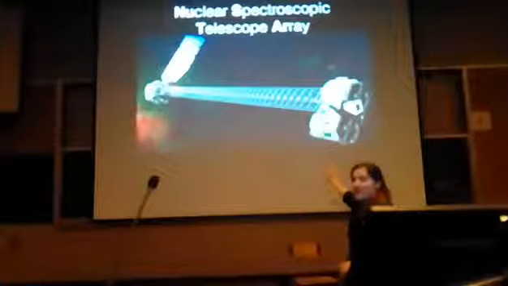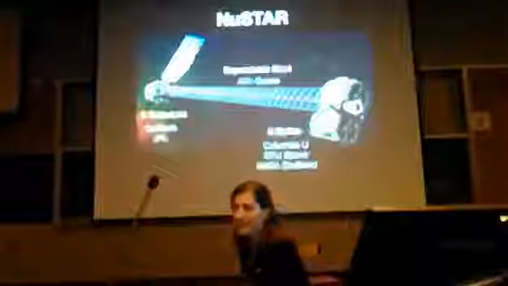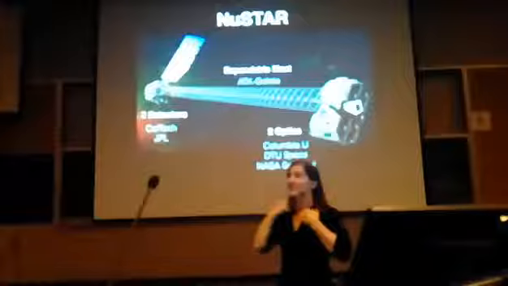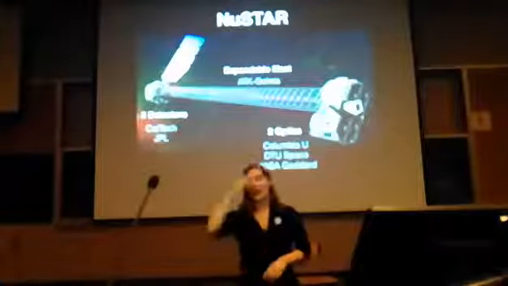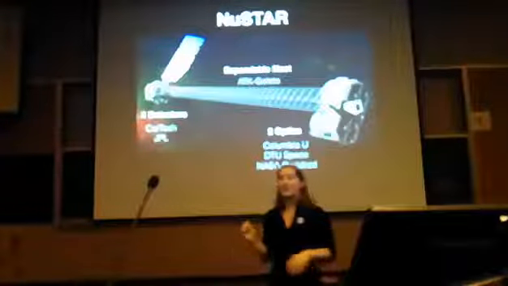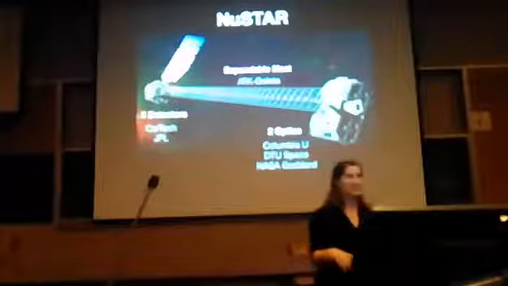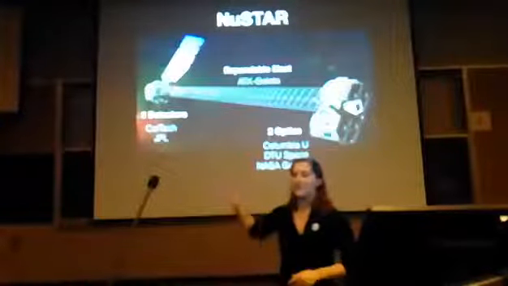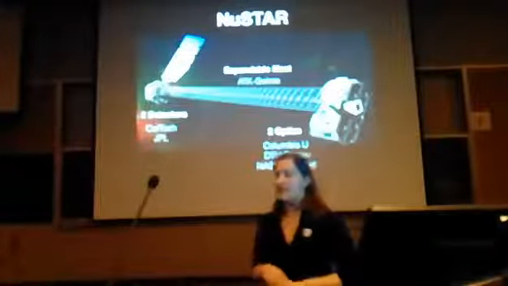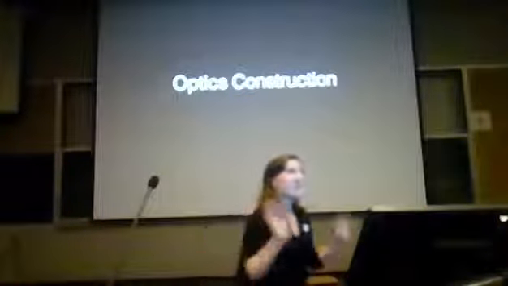So the detectors are on that side. They were manufactured at Caltech and JPL. And the mast that separates the two in the middle was made by a company called ATK that has previously been used for instrumentation on the International Space Station, or ISS. And then the two optics were developed at Columbia with help from DTU Space in Denmark and NASA Goddard in Maryland.